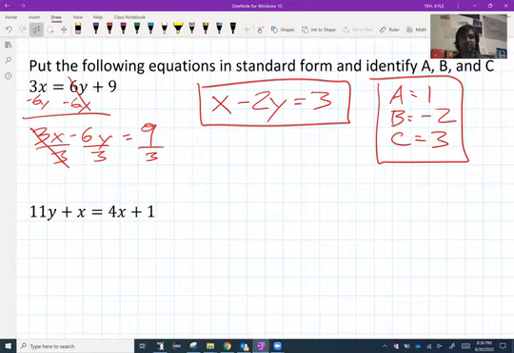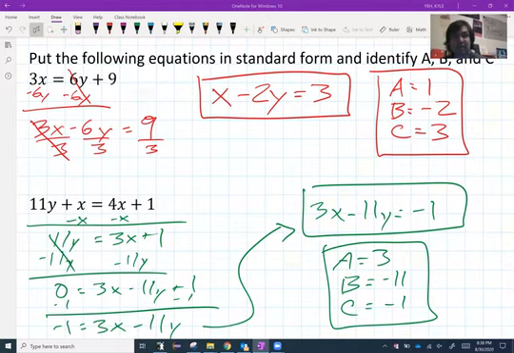Put it in standard form, make sure everything's an integer, make sure your a is positive, and that the greatest common factor of a, b, and c is 1, nothing to divide out. So I'm going to ask you to do that right now and then identify a, b, and c. I'm going to pause the recording, fill in my own work, and then take a look at it here in just a second. So pause your video and we will get back to this shortly.